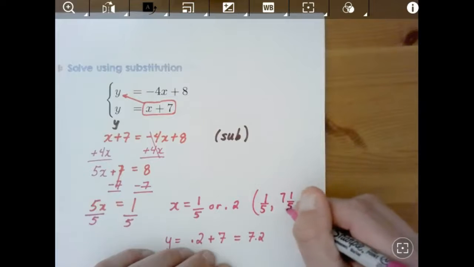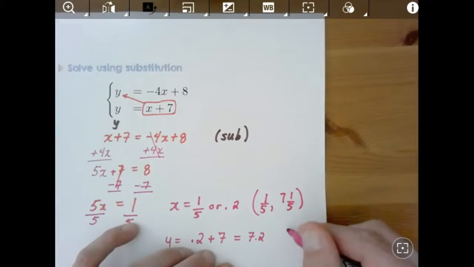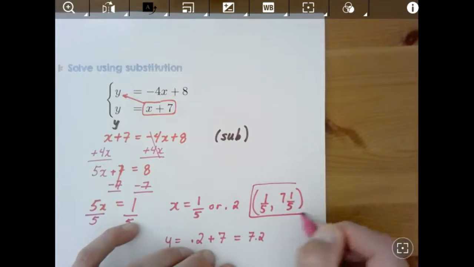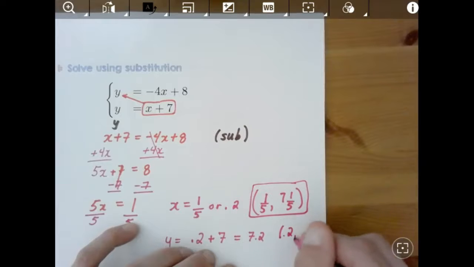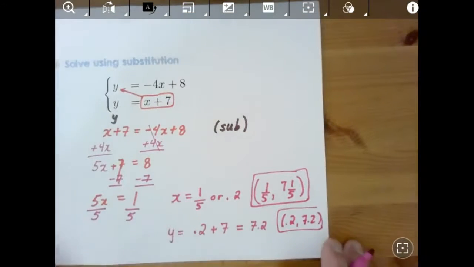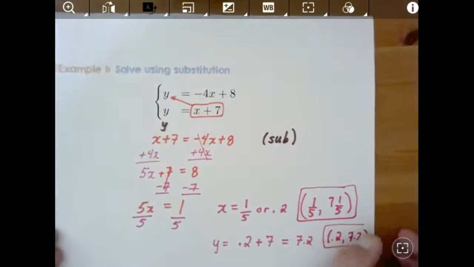So our answer is 1/5, 7 1/5. You could do it that way, writing it as a fraction, or you could write it as 0.2 and 7.2 in decimal form. So that's example number 1. Let's go ahead and look at a second example.